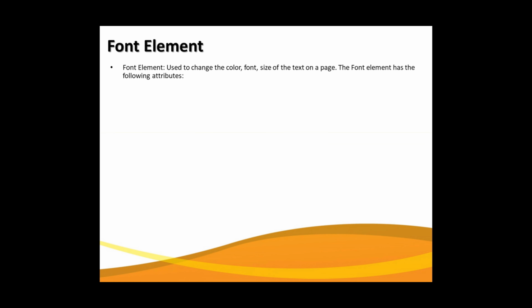Next comes the font element, which is used to change the font style, size, and color of the text in the HTML page. It contains some attributes. The size attribute is used to increase or decrease the size of the font. As it is an attribute, it is declared within the opening font tag. The name of the attribute is size and the value will be from 1 to 7. If the size attribute is not mentioned, the default size is 3.